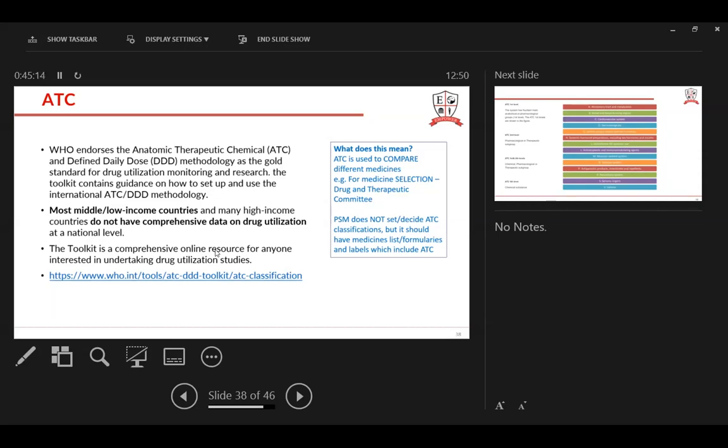ATC is used to compare different medicines. The medicine selection, drugs and therapeutic committee always make sure to do that, right? PSM does not decide the ATC classification, but it also has medicine lists, formularies and labels, which include the ATC.